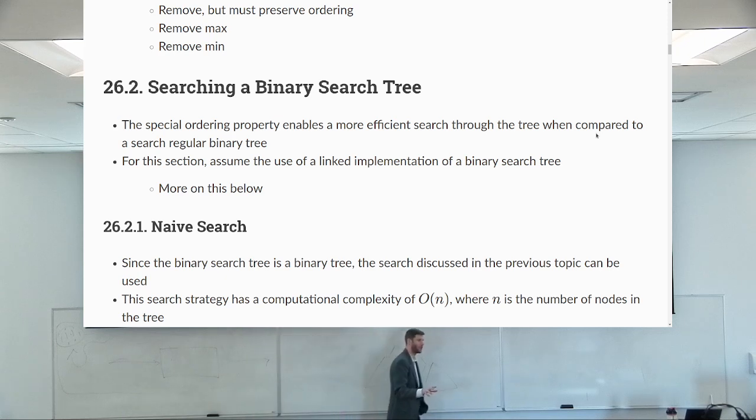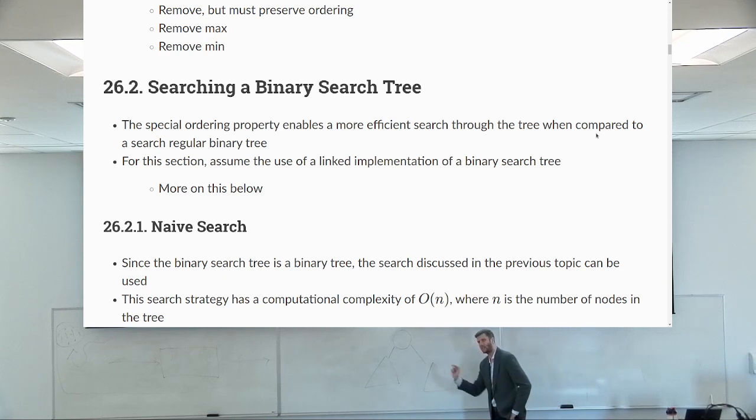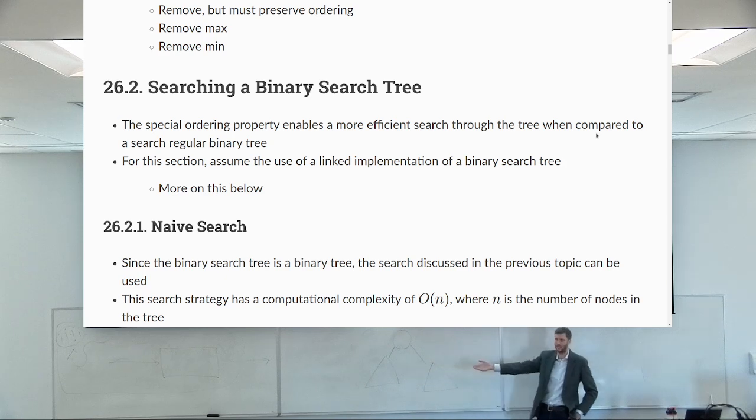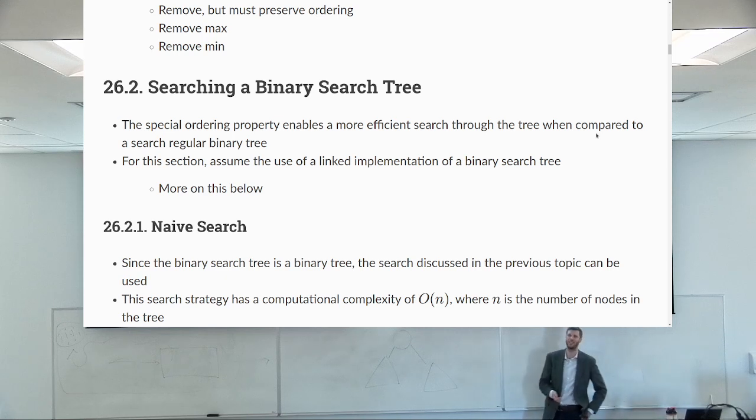If you have a binary search tree, and you're looking at the node 50, if the number 17 exists in that binary search tree, it might not, but if it does exist, it must be in the left subtree, because 17 is less than 50. If I was looking for 51, it must be in the right subtree.